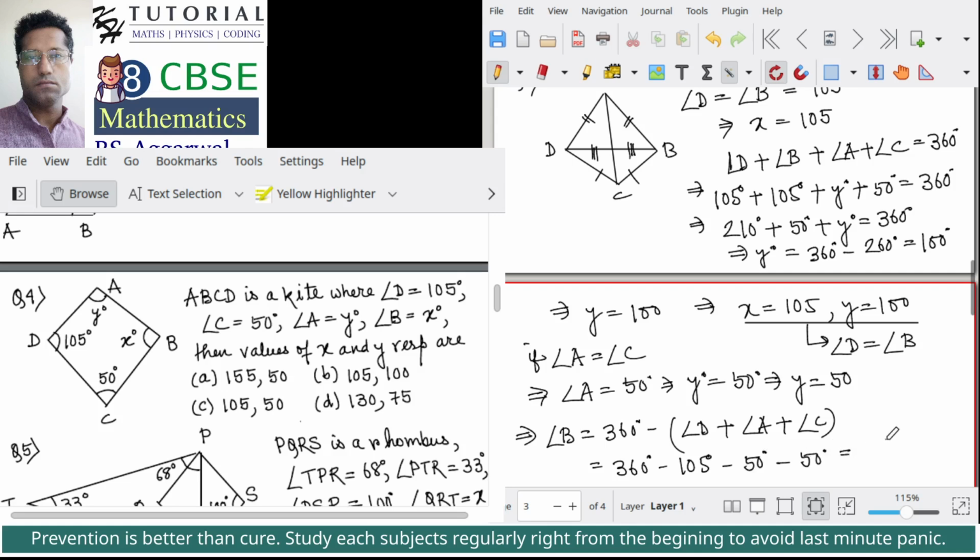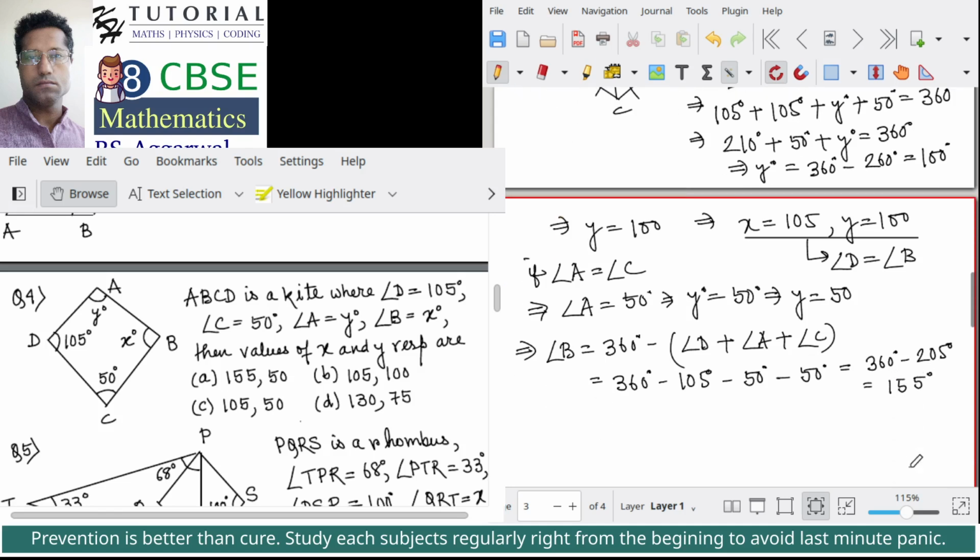This is equal to 360 degrees minus 205 degrees. This is equal to 155 degrees. Angle B is x degrees. So x degrees is equal to 155 degrees. This implies x is equal to 155. So if we assume that angle A and angle C are the opposite equal angles in the kite, then we have x equal to 155 and y equal to 50. That is also a choice, choice A.